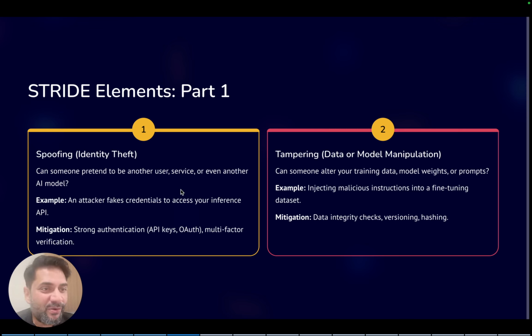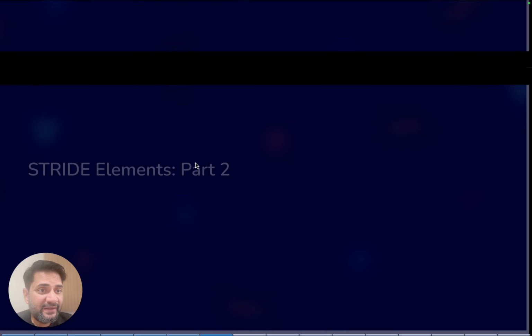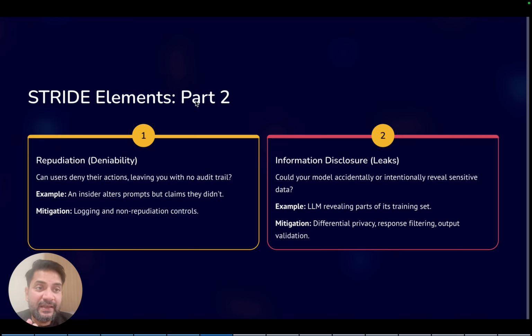Tampering, data or model manipulation. Can someone alter your training data, model weights, or prompts? For example, injecting malicious instructions into a fine-tuning dataset. The mitigation: data integrity checks, versioning, hashing. Number 3 is repudiation, deniability. Can users deny their actions, leaving you with no audit trail? For example, an insider alters prompts but claims they didn't. The mitigation: logging and non-repudiation controls.